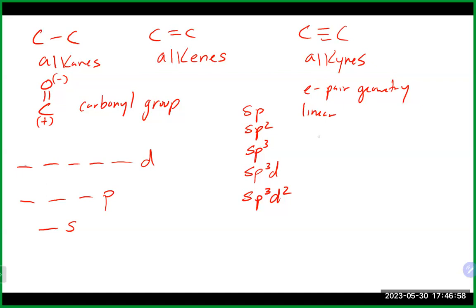sp2, that's like 3 letters. So 3 electron pairs is trigonal planar or triangular. sp3 is really 4 letters, and that's in 3 P's. So that's 4 electron pairs, which is tetrahedral.